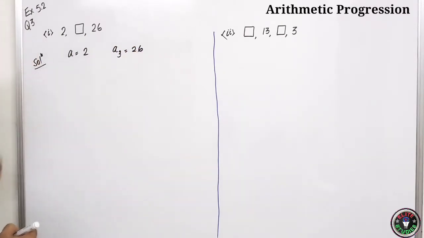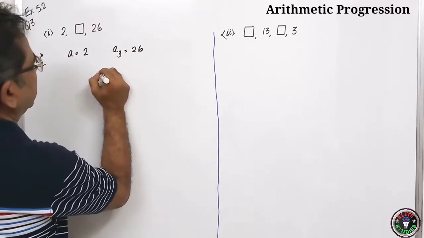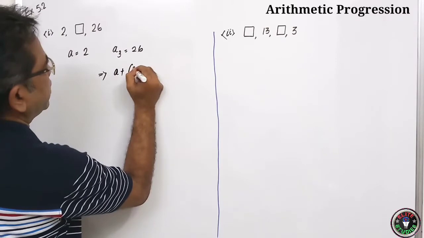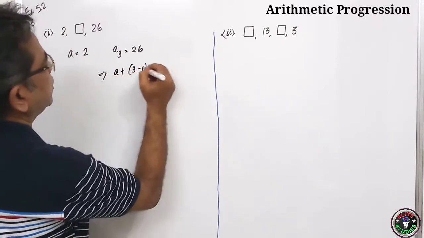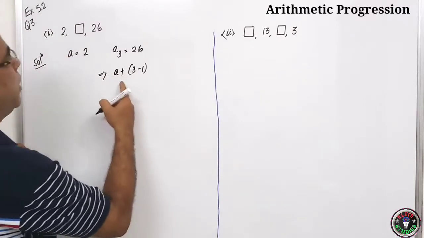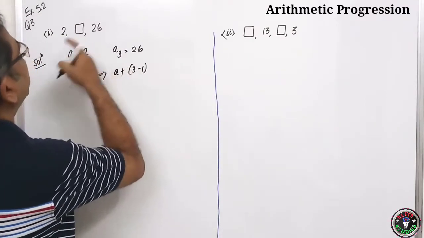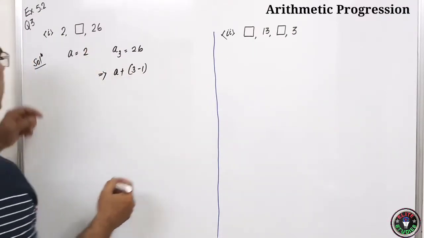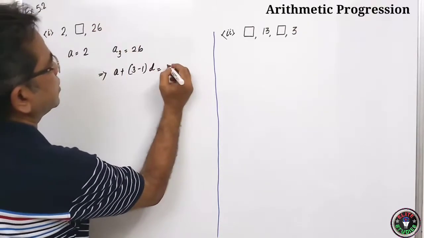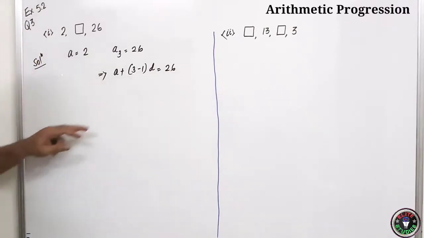Okay. Now, what is A3? A3 will be equal to A plus 3 minus 1 D. An is equal to A plus n minus 1 D. Here we don't know D. So, let us put D, and it is equal to 26. Now, we got the equation.